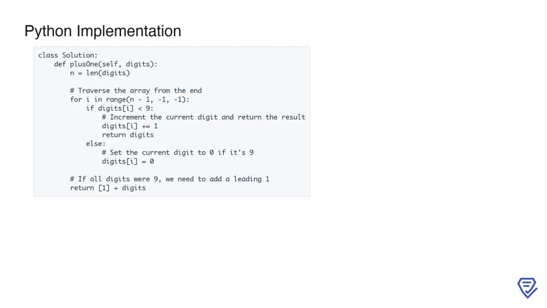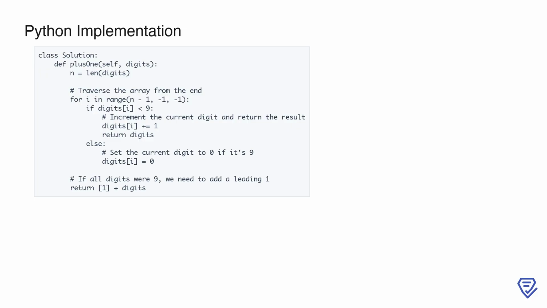The problem involves incrementing a number represented as an array of digits by 1. This solution is implemented in the Solution class, with the plusOne method. Here's a detailed explanation of the code. 1. The input digits is a list where each element represents a single digit of the number, arranged in order. For example, [1, 2, 3] represents the number 123.